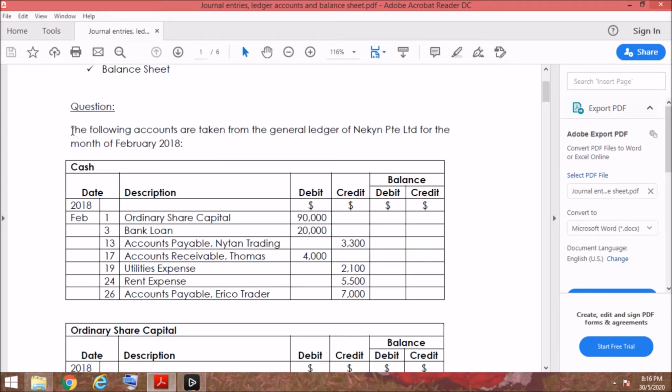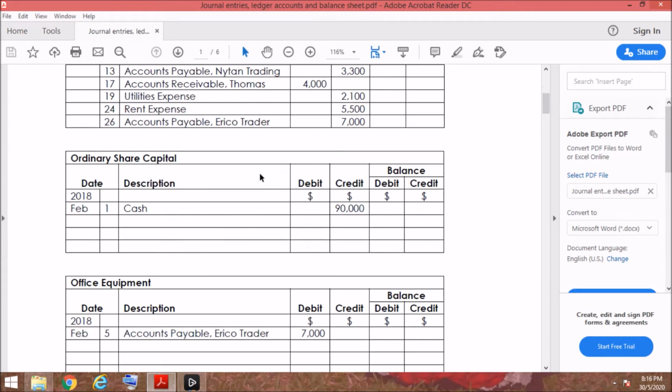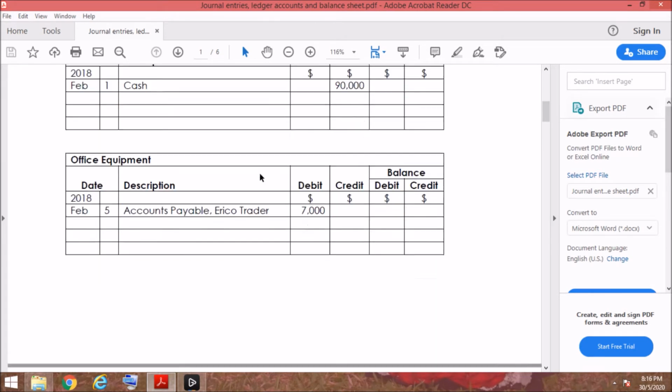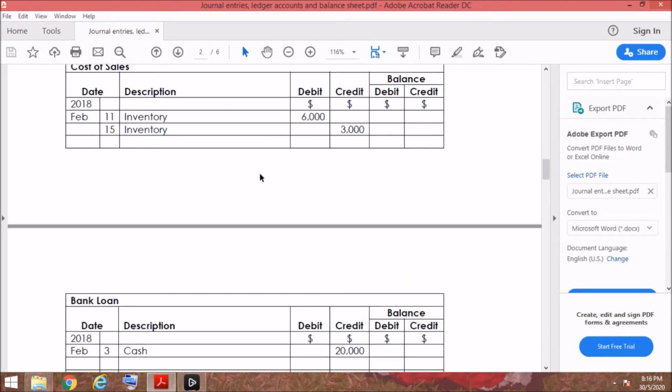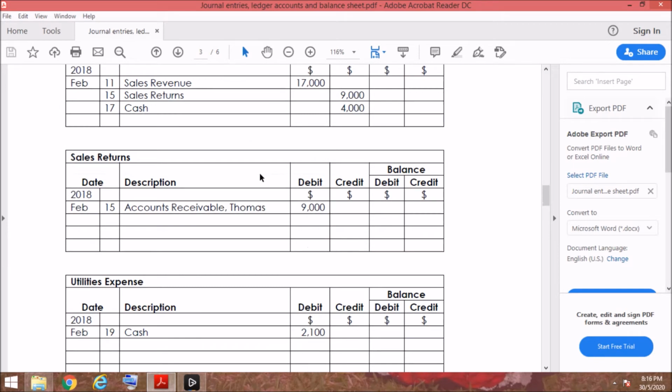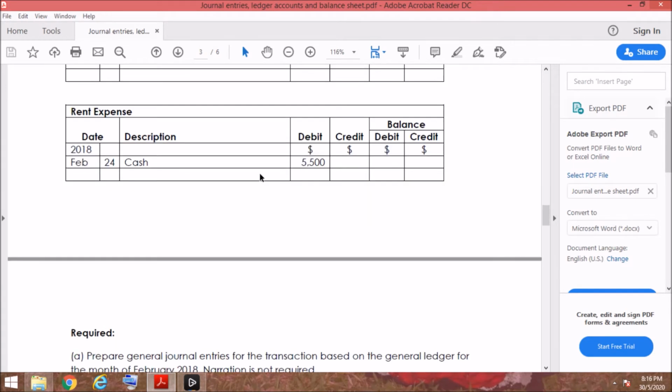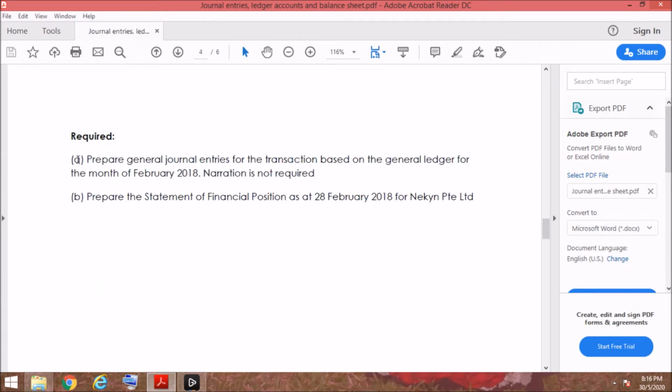So let's see. The following accounts are taken from the general ledger of Nikin Private Limited for the month of February 2018. So we have cash account, ordinary share capital, office equipment, accounts payable, inventory, sales, cost of sales, bank loan, accounts receivable, sales return, utilities, and rent. And here we are required to prepare journal entries for the transaction based on the general ledger for the month of February 2018. Narration is not required.